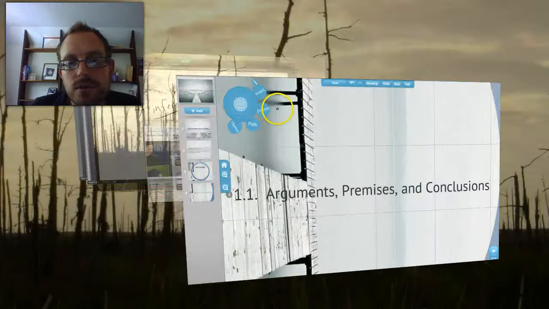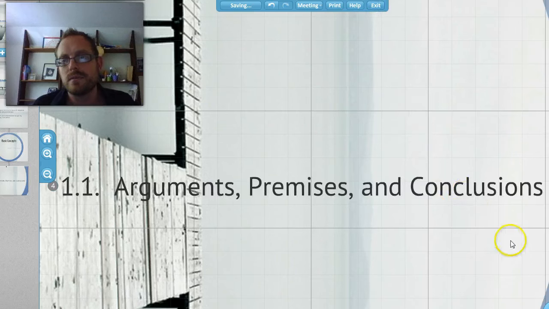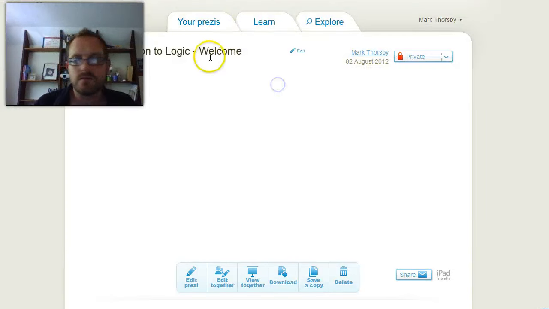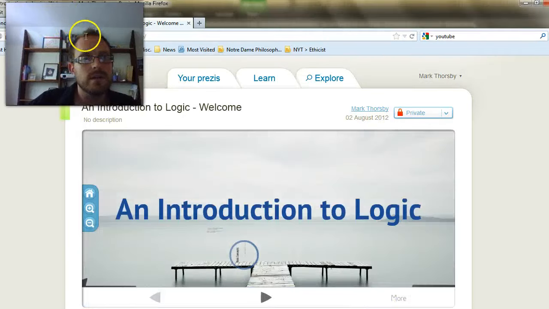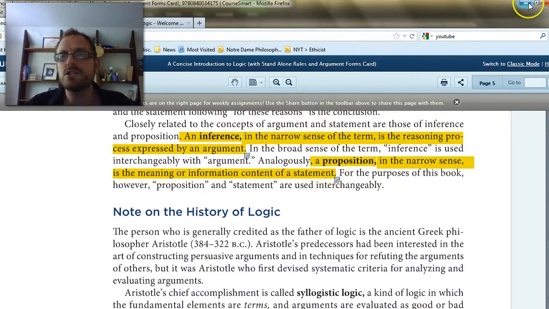Let me show you this. In fact, let me give you the exact definition that comes from your book. An inference, in the narrow sense of the term, is the reasoning process expressed by the argument, or analogously, a proposition in the narrow sense is the meaning or information content of a statement. Okay, so that's the general sense of what an inference and a proposition are.